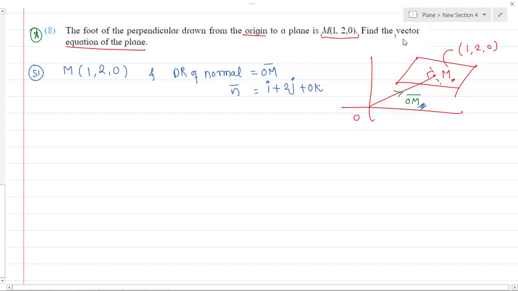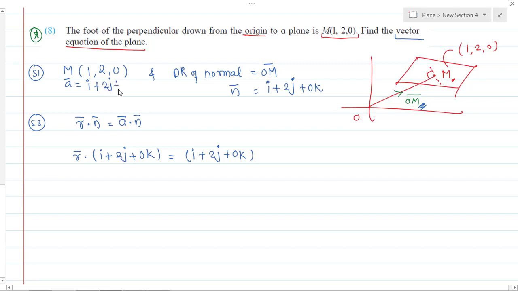They are asking for the vector equation. So what is the vector equation of the plane? It is r bar dot n bar equals a bar dot n bar. Here a bar is M bar. Let's substitute the values. r bar dot n bar, which is I plus 2j plus 0k, equals a bar, which is I plus 2j plus 0k, dot n bar, which is I plus 2j plus 0k.